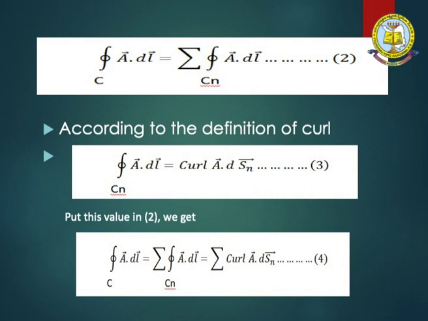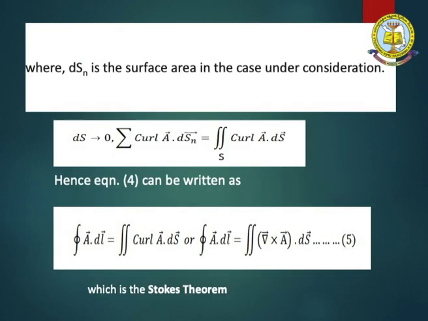And here dsn is the surface area under consideration; as ds tends to 0, the summation of curl A dsn is equal to the surface integral of curl A ds. You can write this as the fourth equation: the line integral of A dl is equal to the surface integral of curl A ds. Curl A means del cross A. So, this theorem, Stokes theorem, is proved.